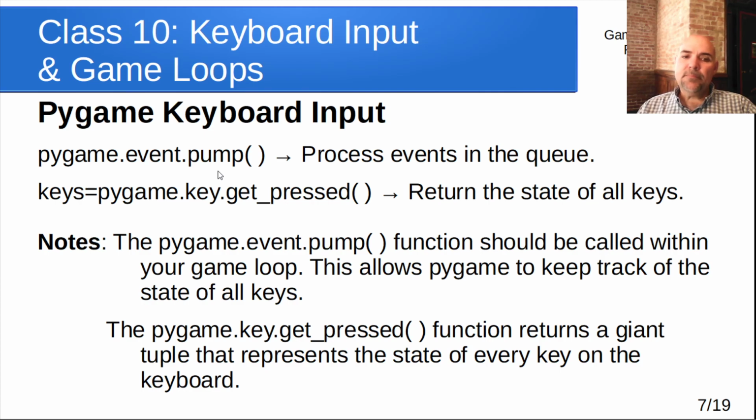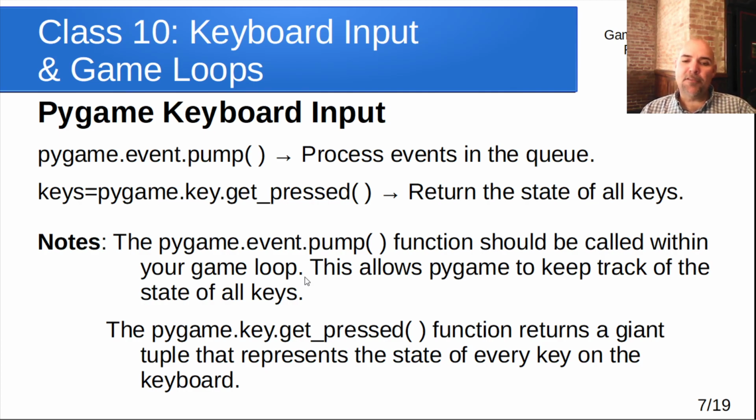Now, the second part of this is this pygame.key.getPressed function. What that does is it returns a state of all the keys. Now, a couple details quickly. We already mentioned this. The pygame.event.pump function should be called within your game loop, or something in your program that happens over and over again. And that's going to allow Pygame to keep track of the state of all the keys for us.